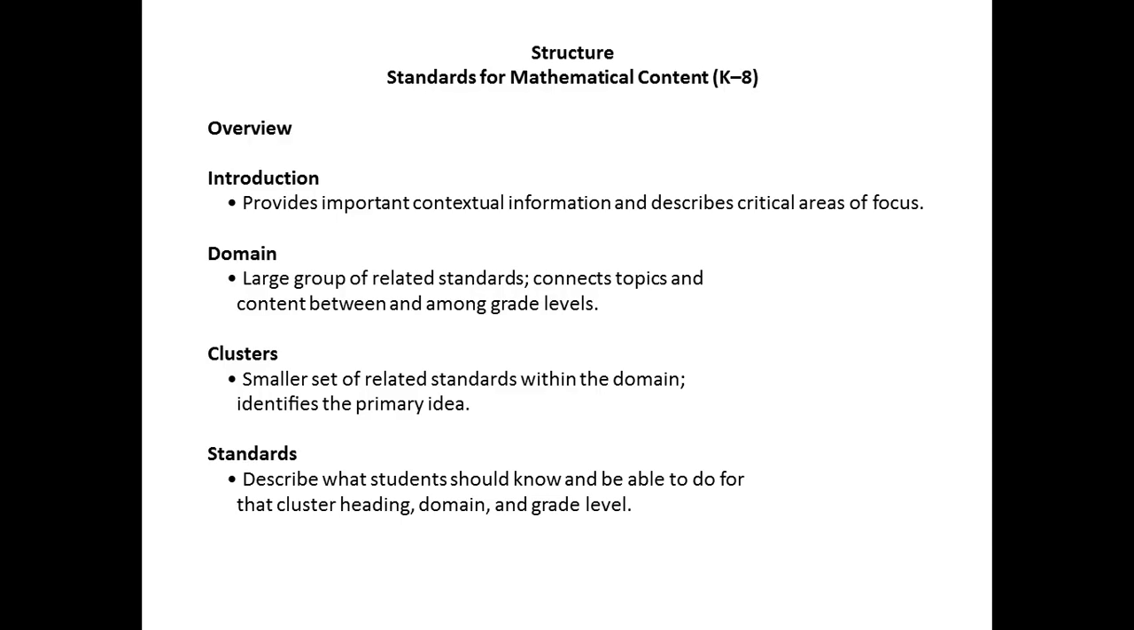Notice the new terminology. Domain, which is a large group of related standards, connects the topics and content between and among grade levels. Clusters, which are smaller sets of related standards within the domain, identify the primary idea. Standards describe what students should know and be able to do.